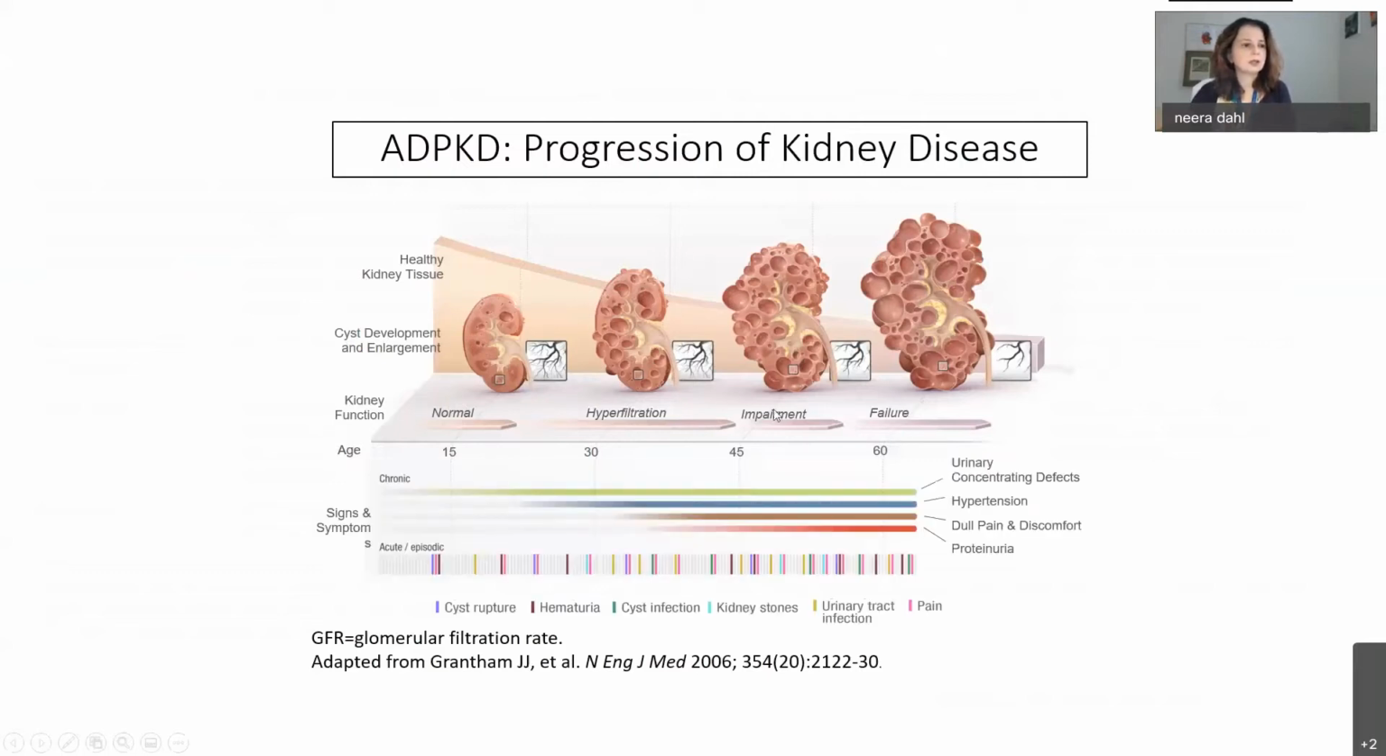And at the same time these are occurring, there's the development of hypertension, of pain due to the enlarging cysts. There can be proteinuria, sometimes significant proteinuria, and the patients may be aware of episodes of pain due to cyst rupture, may notice blood in the urine, have a cyst infection, have kidney stones, or have urinary tract infections.